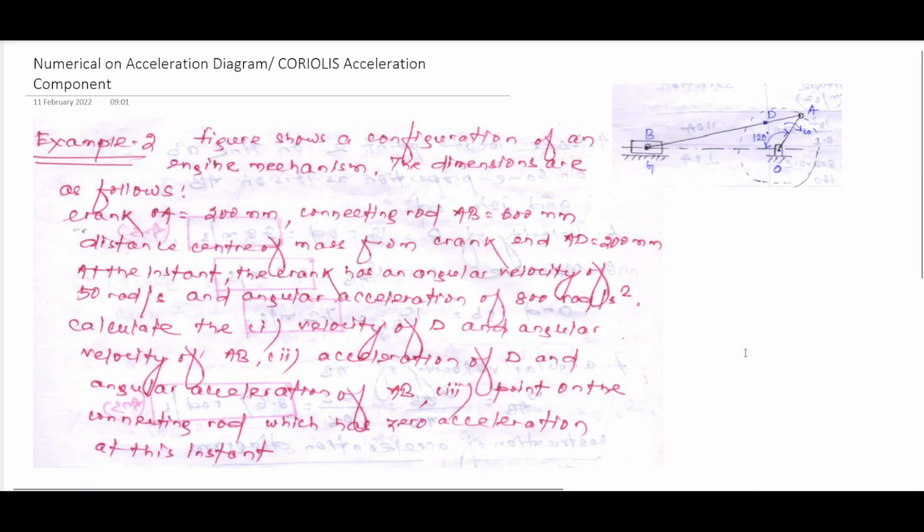So today we'll do one numerical on acceleration diagram construction of a given problem, and we'll discuss the Coriolis acceleration component. Okay, so as you can see, a question is given and the figure is shown on the right-hand side. It shows a slider crank mechanism, and the crank OA length is given as 200 mm.